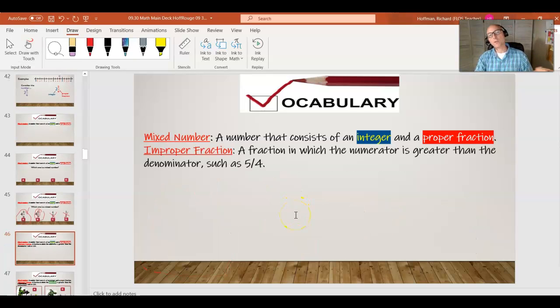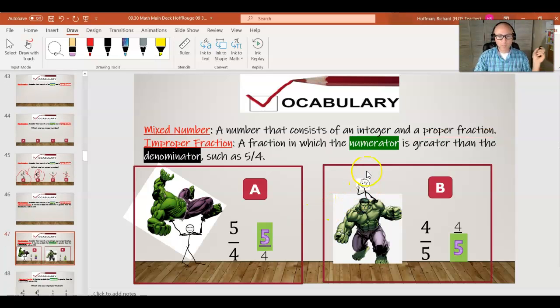An improper fraction is a fraction in which the numerator is greater than the denominator, such as 5/4. For example, which one of these would be an improper fraction? Where the top one, the numerator, is greater than the bottom one.